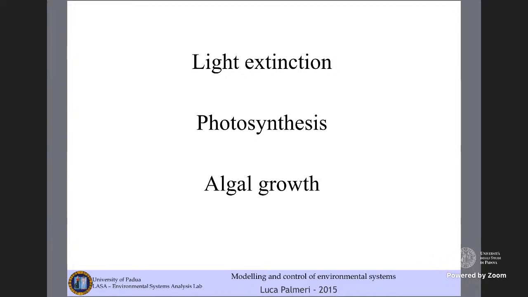And then, starting from next week, we will go into the topic of the algal growth model. The algal growth model is a model in which we put together all the concepts that we have introduced up to now.